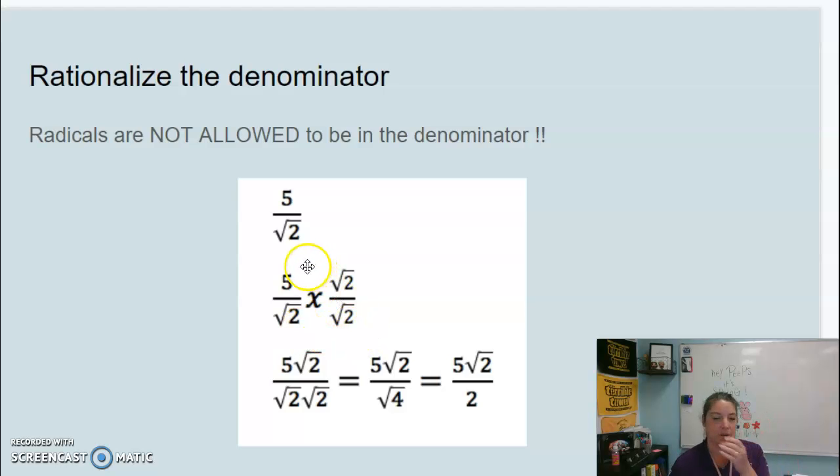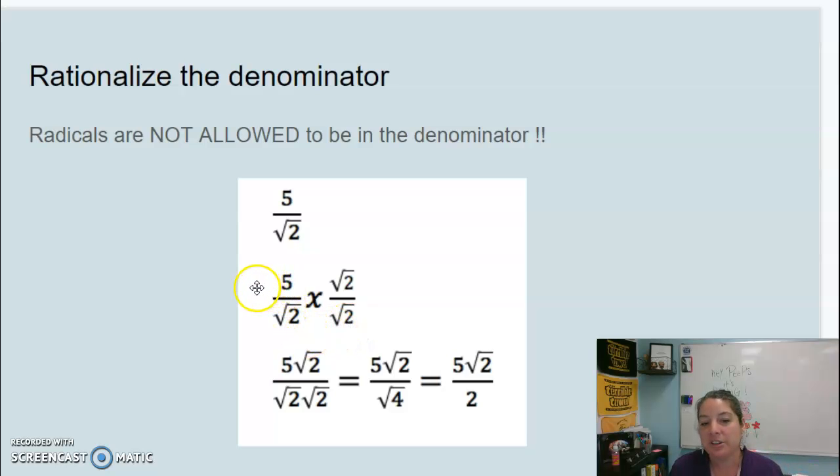So watch how this works, okay? Notice I have a root 2 in the denominator, okay? So I'm going to multiply by root 2 over root 2. Again, any number divided by itself is just a 1, okay? So this is root 2 over root 2.